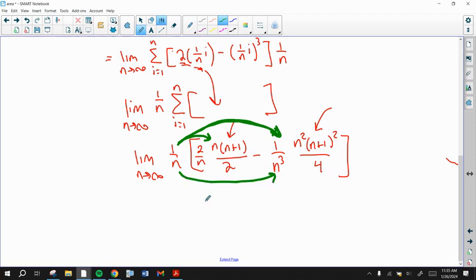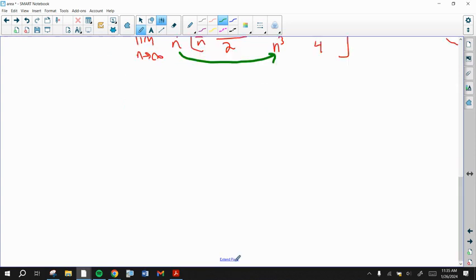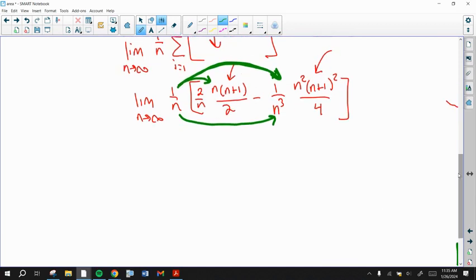So since we're taking the limit as n goes to infinity and we have the same degrees top and bottom, we're just looking at the leading coefficient. That's what makes this so easy. It looks very complicated, but it's going to be easy. All you have to worry about here is the leading coefficients.